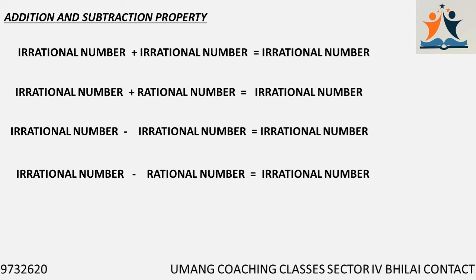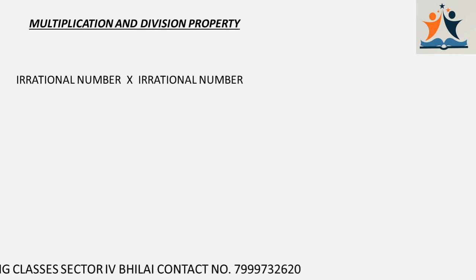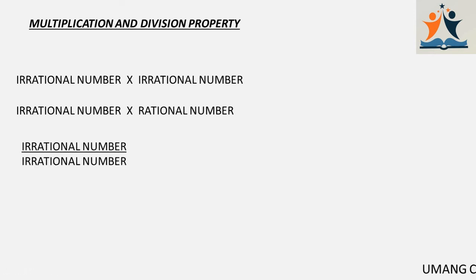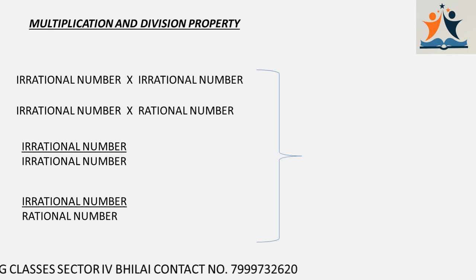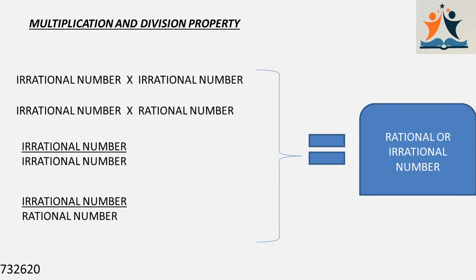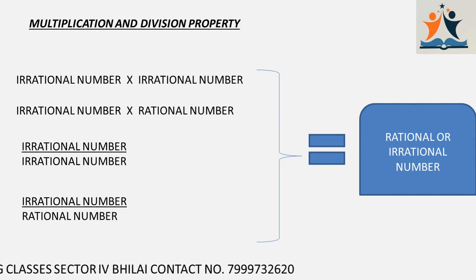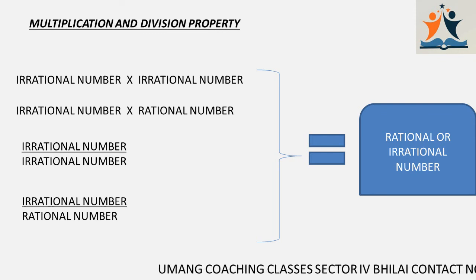So now let's see the multiplication and division properties followed by irrational numbers. If we multiply an irrational number and an irrational number, or an irrational number and a rational number, or divide an irrational number by an irrational number, or an irrational number by a rational number, then we get either rational or irrational. This value is not fixed. For addition and subtraction, the result was fixed, we get an irrational number. But for multiplication and division, it is not fixed, we may get a rational number or an irrational number.